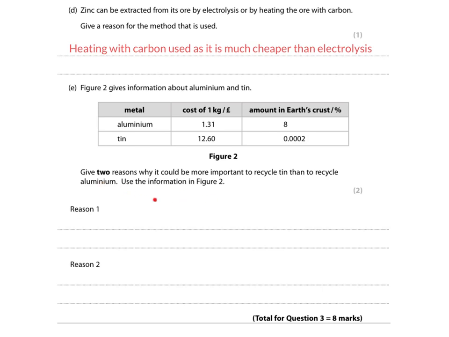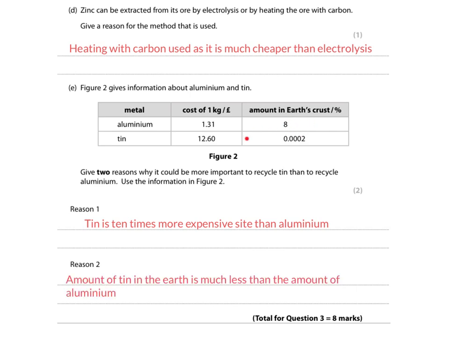So the first one we could use is the cost. We can see how tin is much more expensive. Therefore, because it's more expensive, it might make more sense to recycle it. It's actually almost 10 times more expensive. Another reason we might want to recycle tin more than aluminium is due to the amount in the Earth's crust. We can see that there's quite a lot of aluminium in the Earth's crust, but hardly any tin in the Earth's crust. Therefore, once we've used it up, it's gone, so it's better to recycle.